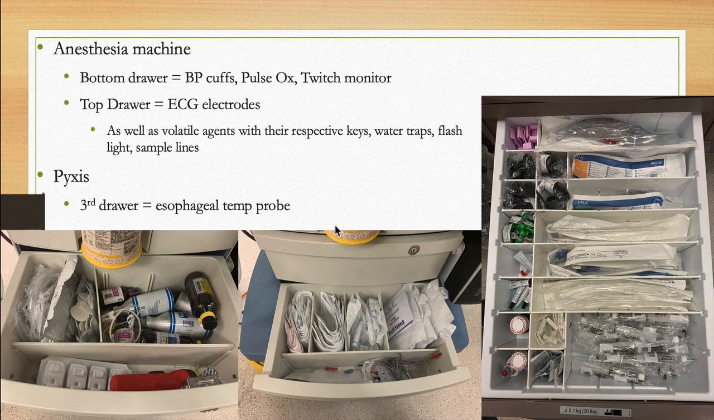The Pyxis in the third drawer is where you will find the esophageal temp probes, which are here. I do want to point out also that the backup airways, if you're utilizing an endotracheal tube as your primary airway, are also found here in the back, and I will reinforce this later on a different slide.